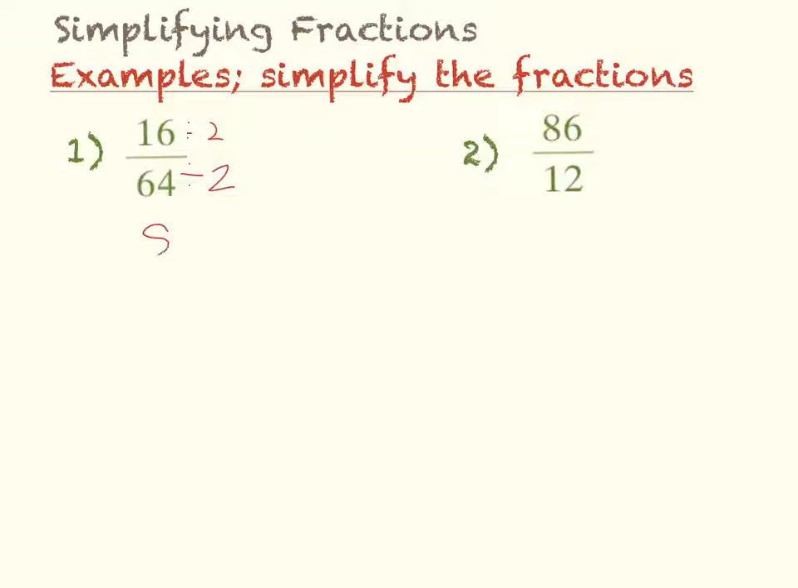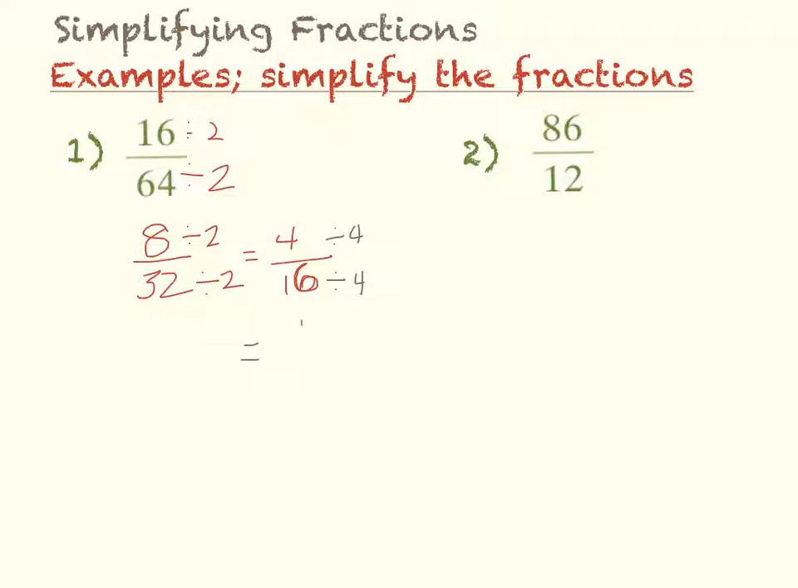16 divided by 2 is 8. 64 divided by 2 is 32. Well, again, we see that they're both even numbers, so you can divide again by 2, and you would get 4 over 32 divided by 2 is 16. Now at this point, you might be able to see that something else goes into it: 4. You could divide by 4. Or again, you could divide by 2 again because they're both even numbers. So you can look for patterns like that if you want.